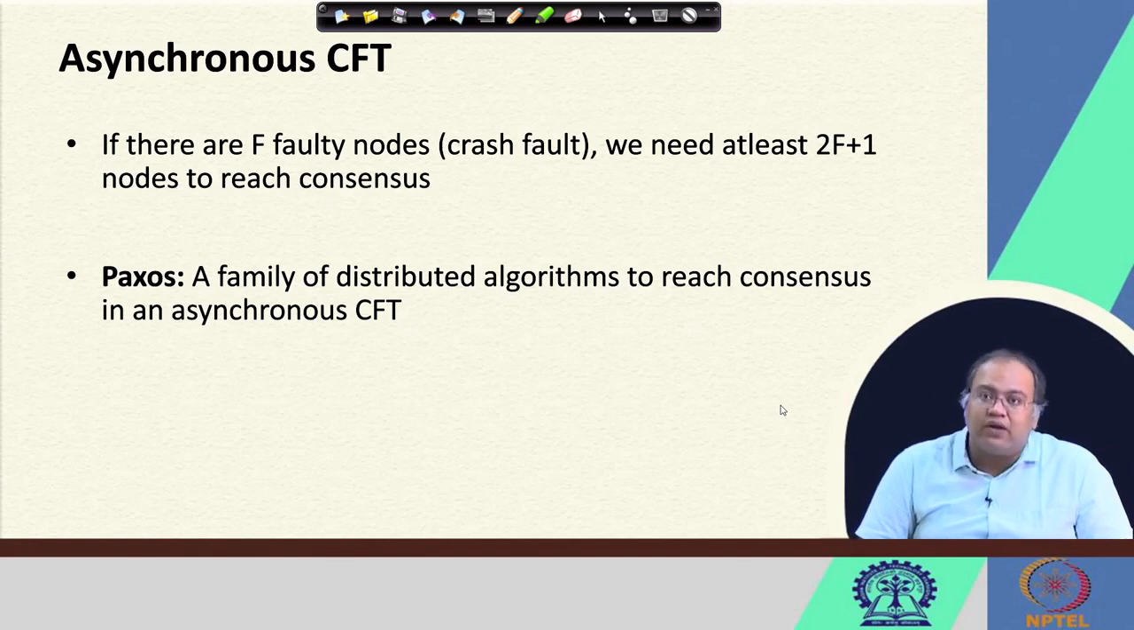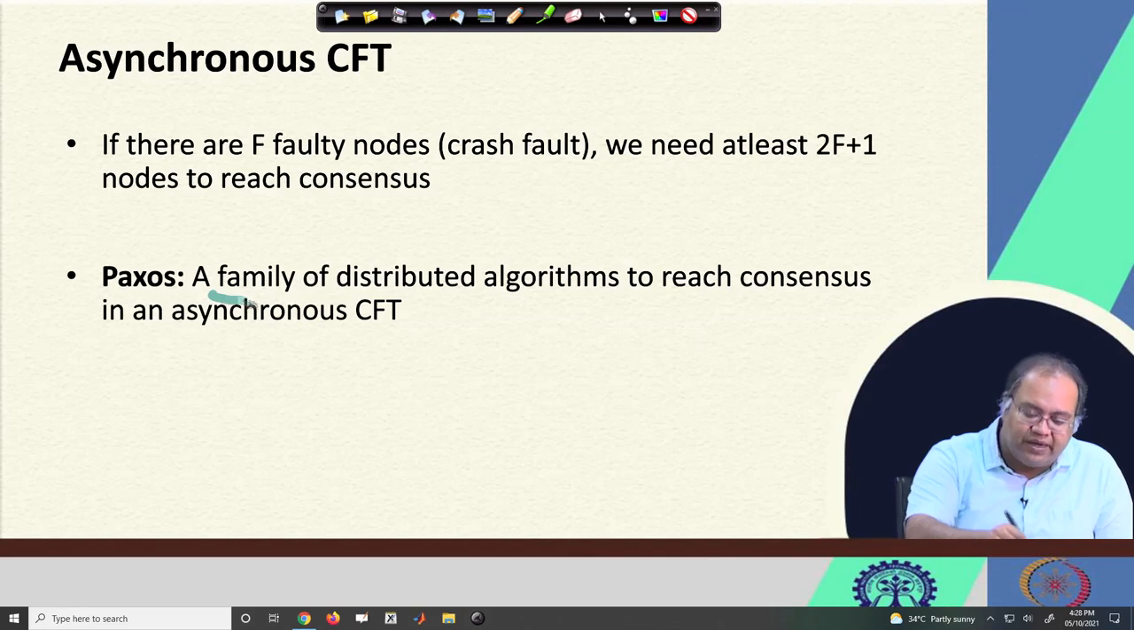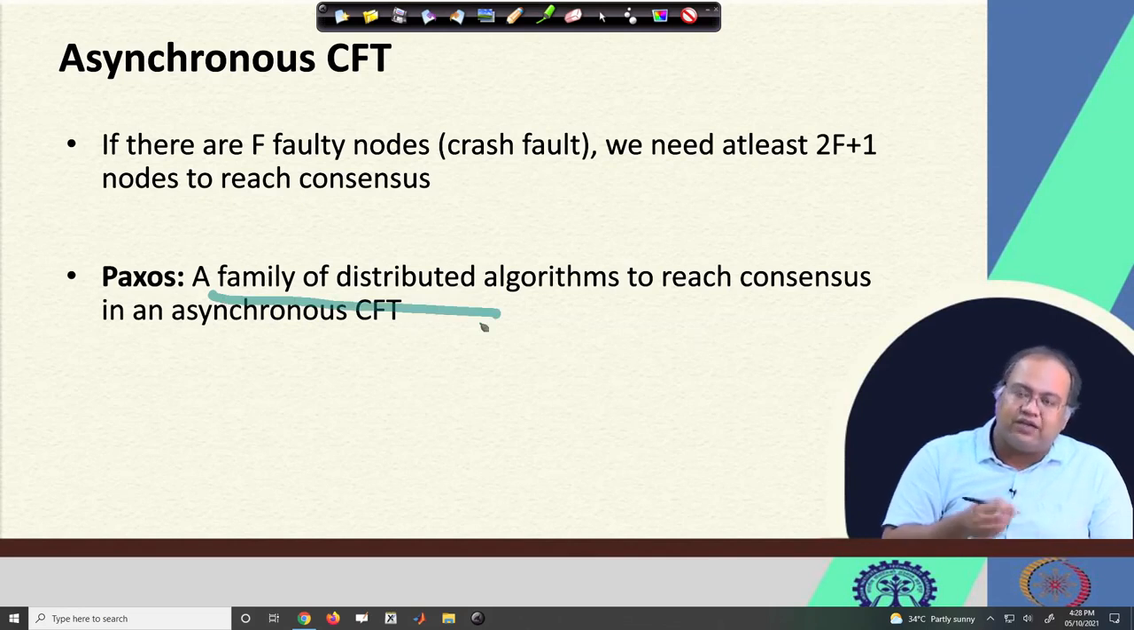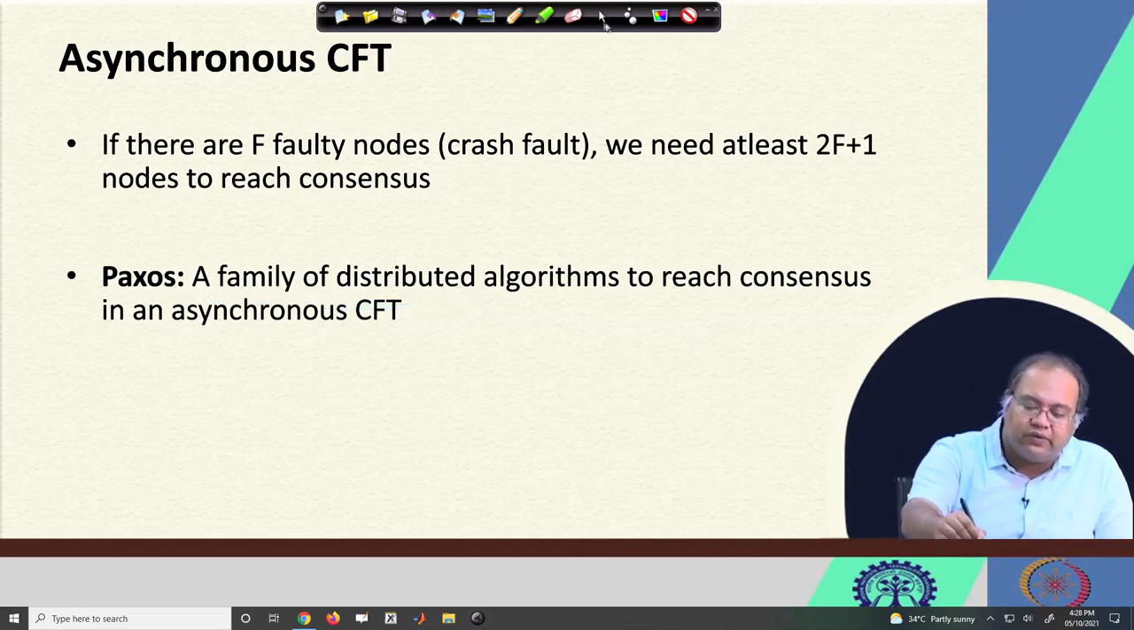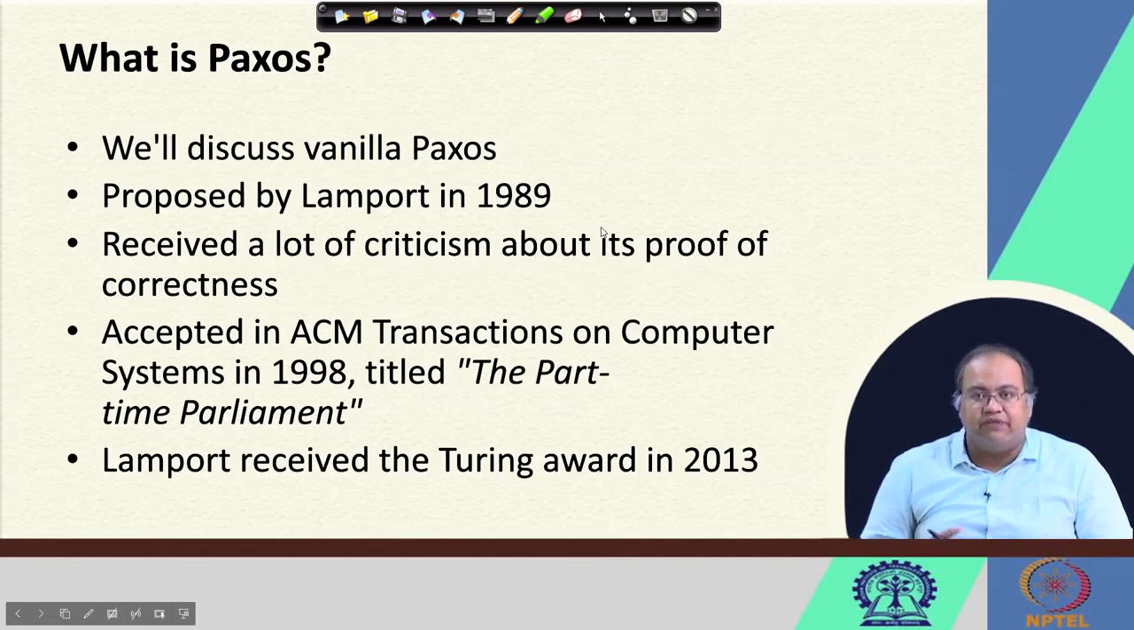Now, in this context we are going to discuss Paxos. Paxos is a family of distributed algorithms to reach consensus in an asynchronous CFT. Remember that Paxos is not a single algorithm, it is a family of algorithms, a set of algorithms. We are just going to look into the vanilla Paxos, the basic version of Paxos.